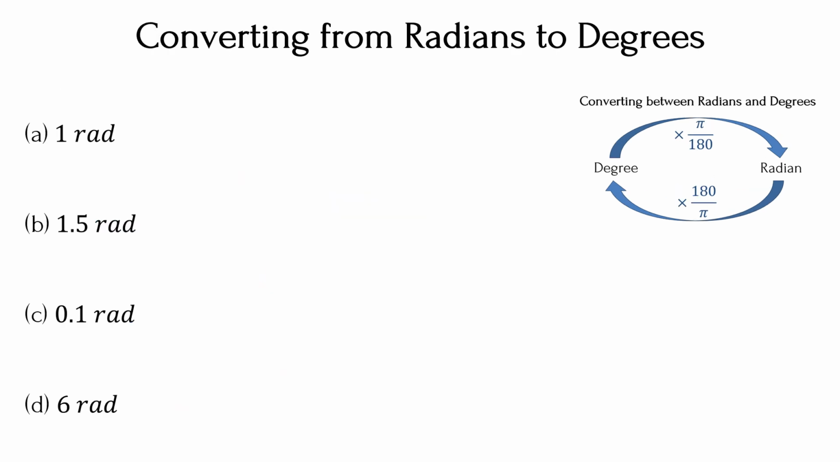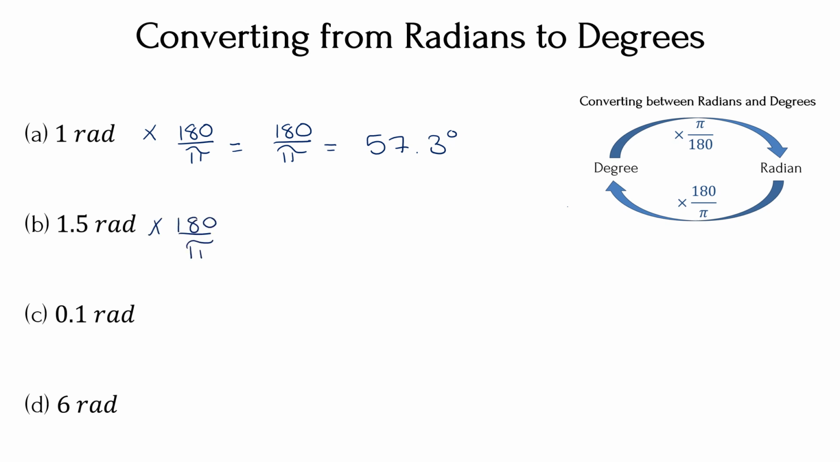So then let's convert from radians to degrees. So this time we're multiplying by 180 degrees over pi. So this gives us 180 divided by pi. We would never leave pi in our answer here. Pi is only really reserved for our radians. So this gives us 57.3 degrees.